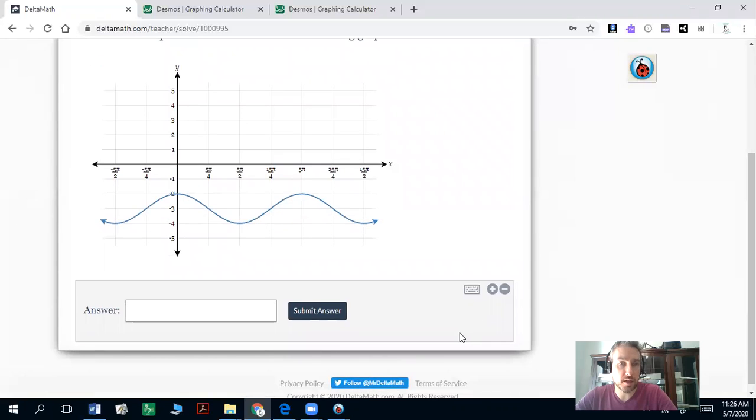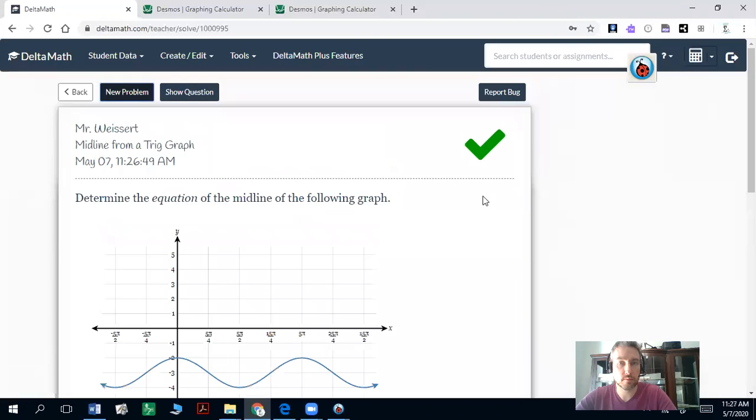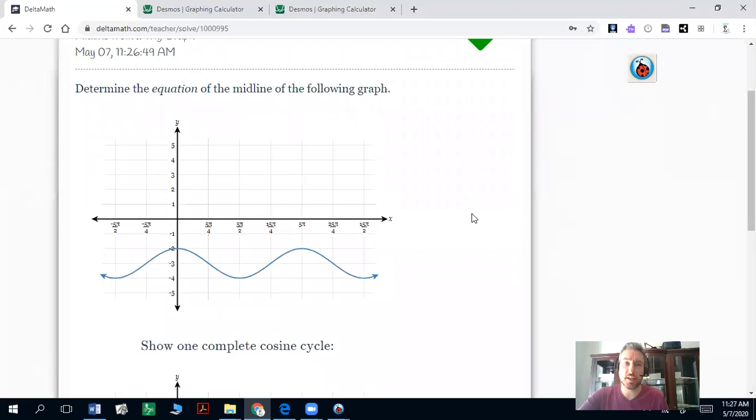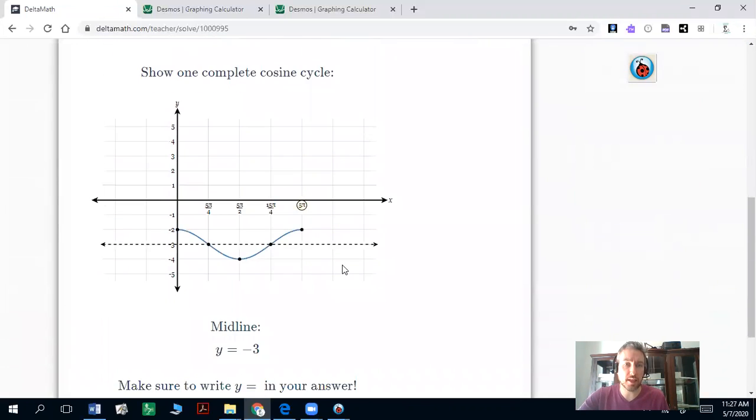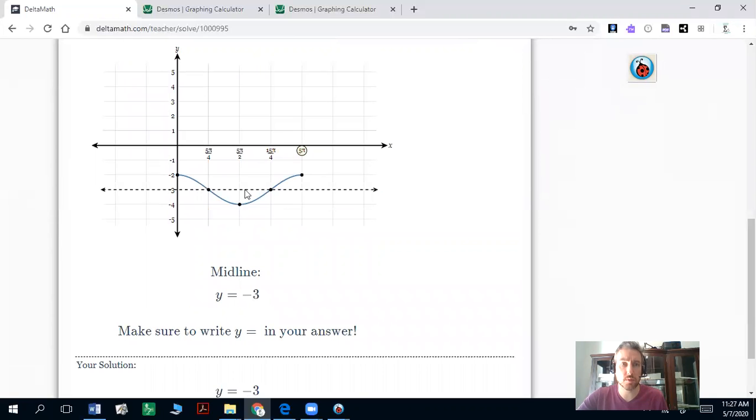All right, this midline here is in the negatives. It's halfway between negative 2 and negative 4. What would that be? It should be y equals negative 3. So just to get an idea of what the midline is, it's really just that number at the end of the equation. It's always y equals a number. So here's your midline for that problem.